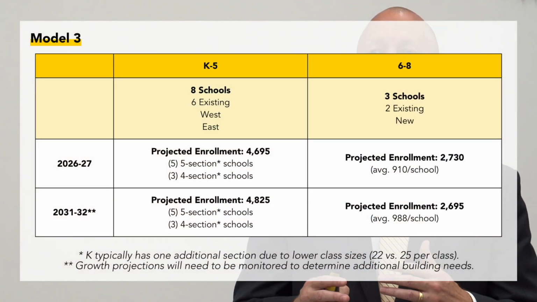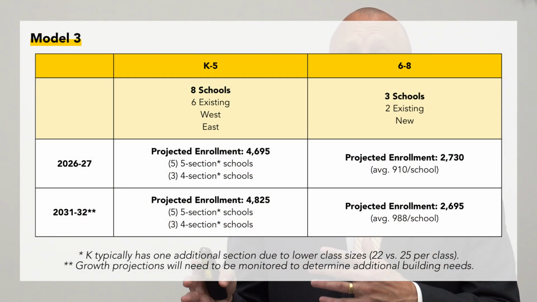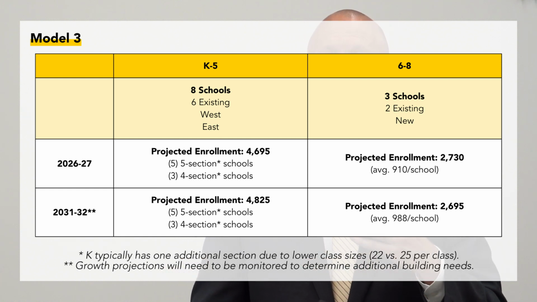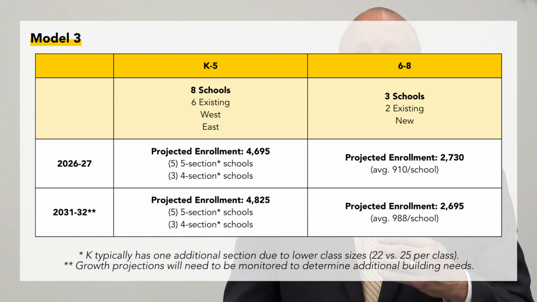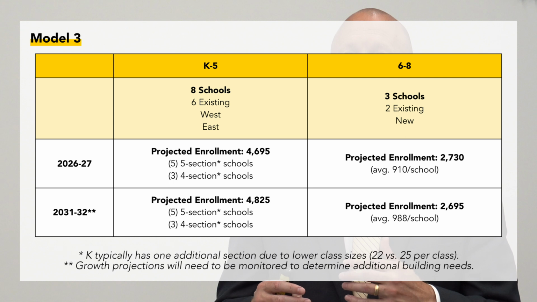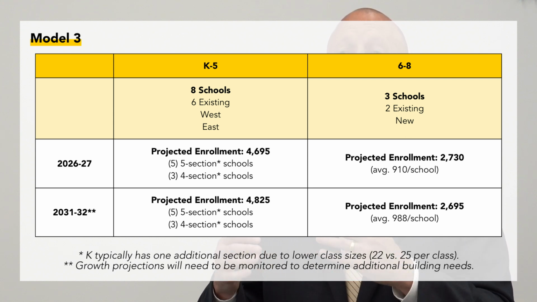significant. In Model 3, the structure is similar, and the numbers are very similar to our Model number 2. They have 8 schools, 6 existing for K through 5, and adding east and west. And in 6 through 8, just like in Model 2, we have 3 schools, 2 existing in this, and you would have 1 new middle school.